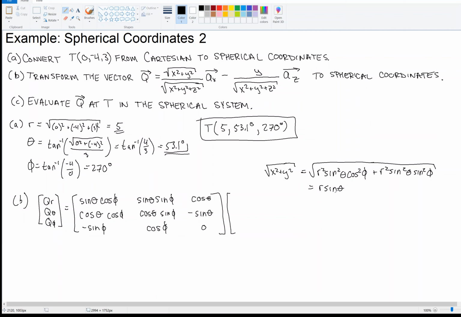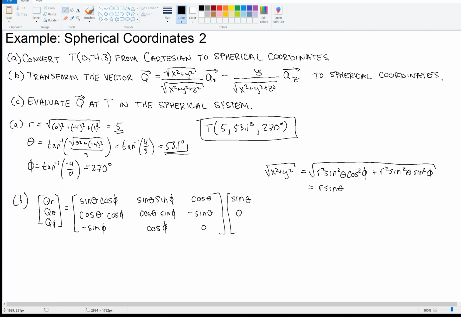And also the square root of x squared plus y squared plus z squared, remember that is exactly r, the radius of this thing. I'm not even going to write it down. So now we're ready to transform. For our x component, in the numerator we have r sine theta, and in the denominator is r. So r sine theta divided by r is just sine theta. And then there's no y component here, so let's just put a 0 there.